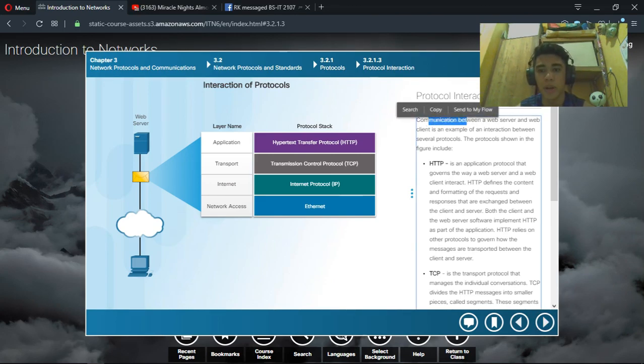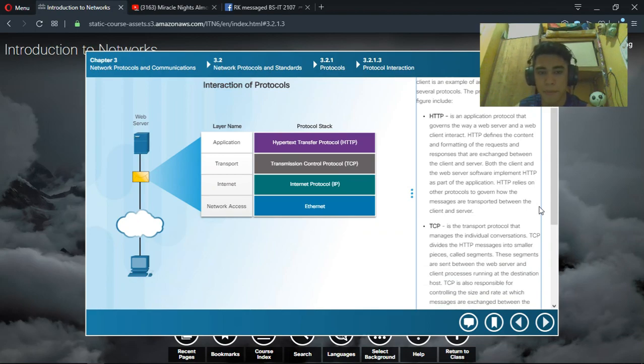Communication between a web server and a web client is an example of interaction between several protocols. The protocol shown in the figure is HTTP, the application protocol that governs the way a web server and a web client interact. HTTP is Hypertext Transfer Protocol. Next is the transport protocol, TCP, Transmission Control Protocol.